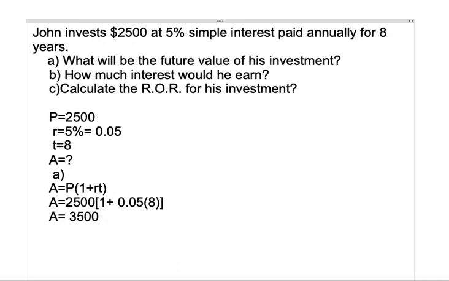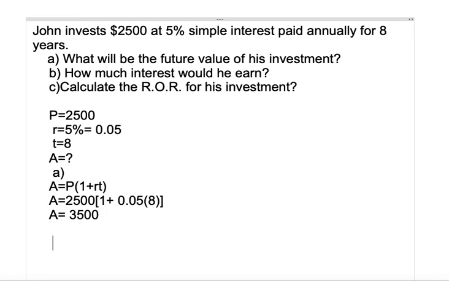To answer this question, first you have to put this number in your calculator and it gives you 0.4 and then add it to 1 and it would be 1.4, and after that you multiply it with 2,500 and it gives you 3,500.